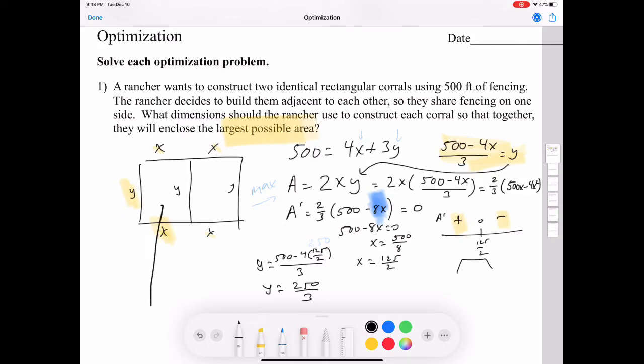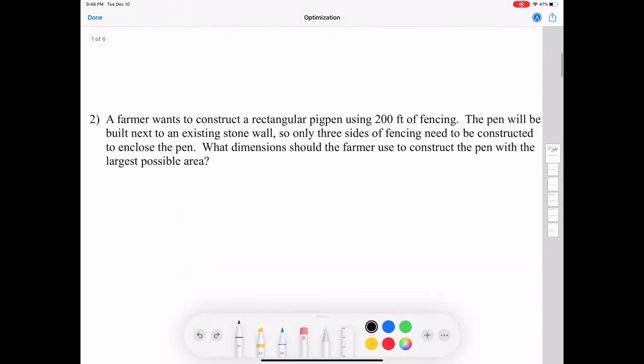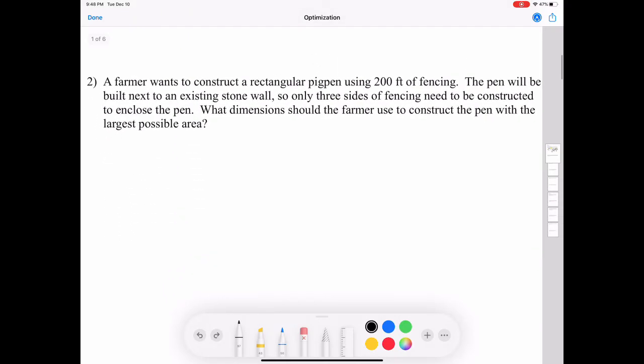Let's go ahead and try the second problem. This seems very similar to the first one. A farmer wants to construct a rectangular pig pen using 200 feet of fencing. The pen will be built next to an existing stone wall, so only 3 sides of fencing will be needed.